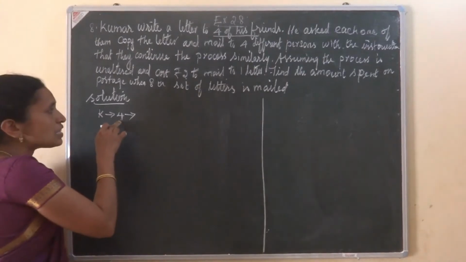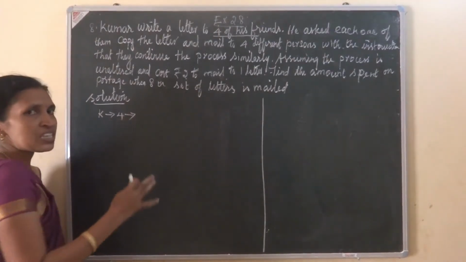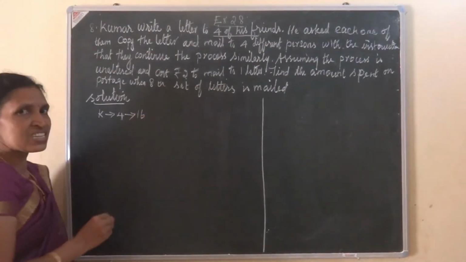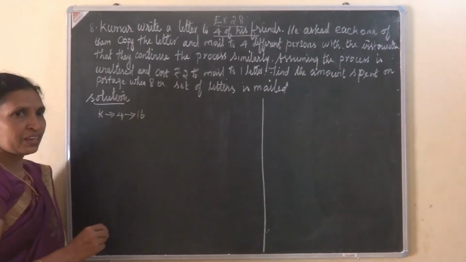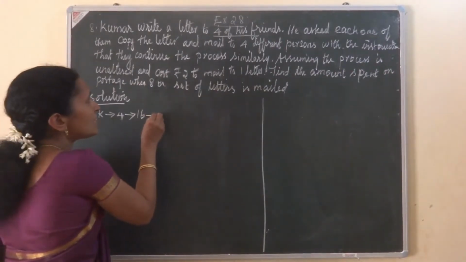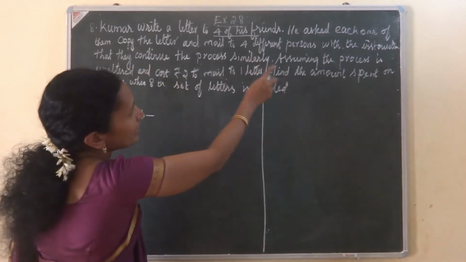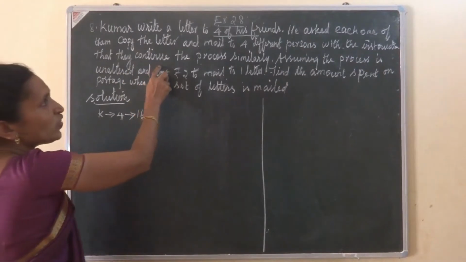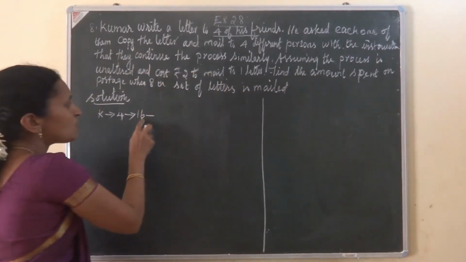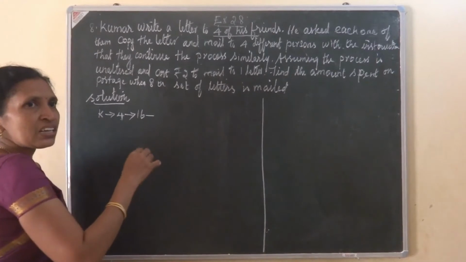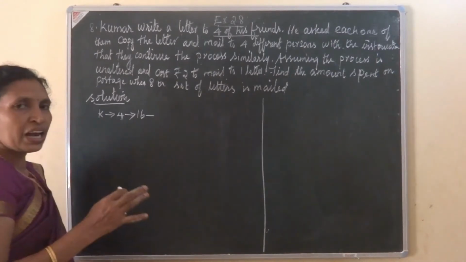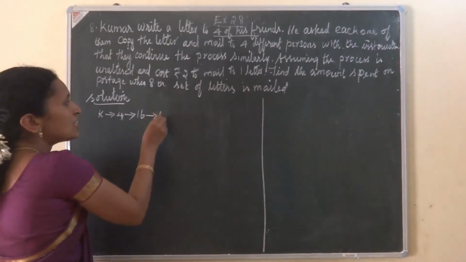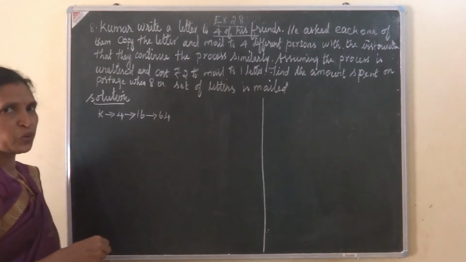So next, these 4 different persons, how many letters will they post? 16 letters they will post. Right? Next, this process is continuing similarly with different persons, with the instruction that they continue the process similarly. So these 16 members, they post a letter to 4 persons each, right? So 16 into 4, next 64 letters will be posted.